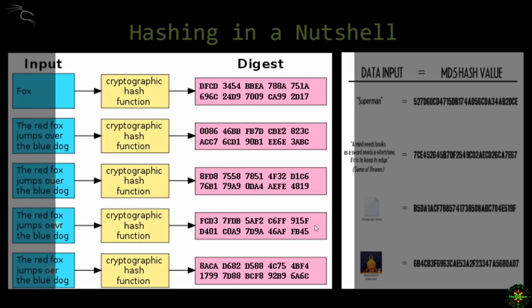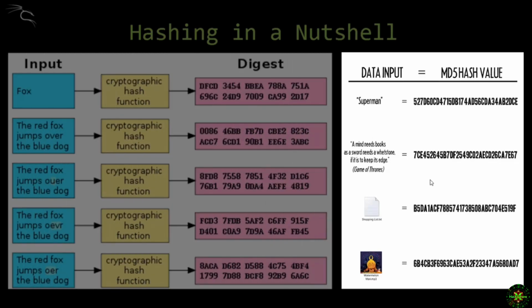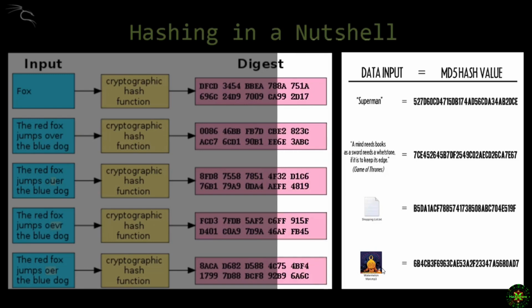What can we hash? If you look here at the right picture, you can hash anything. You can hash text, a sentence, a password, you can hash a file, you can hash an MP3 file, you can hash any kind of file like ISO files, anything.